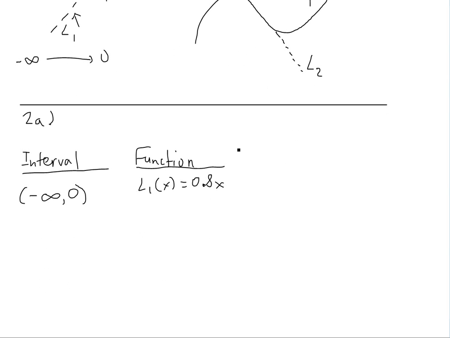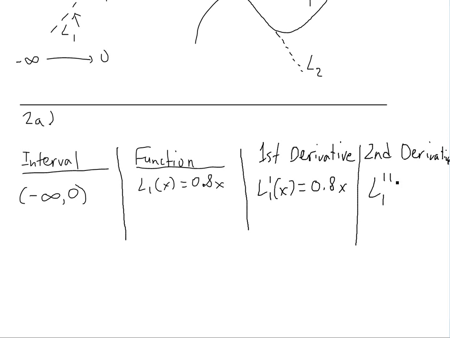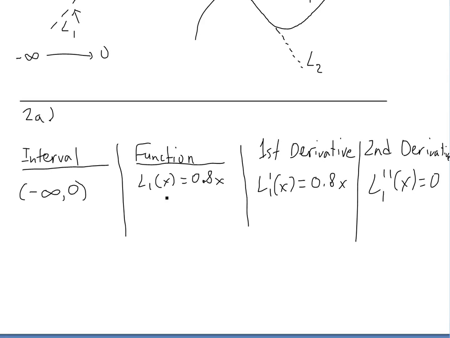And now, if we want to find the first derivative, let's make another column here. Let's go with the first derivative right here, and this is going to be 0.8. So L1 prime of x equals 0.8. And then the second derivative column will have L1 double prime of x equals 0 right here. So that is our function there.